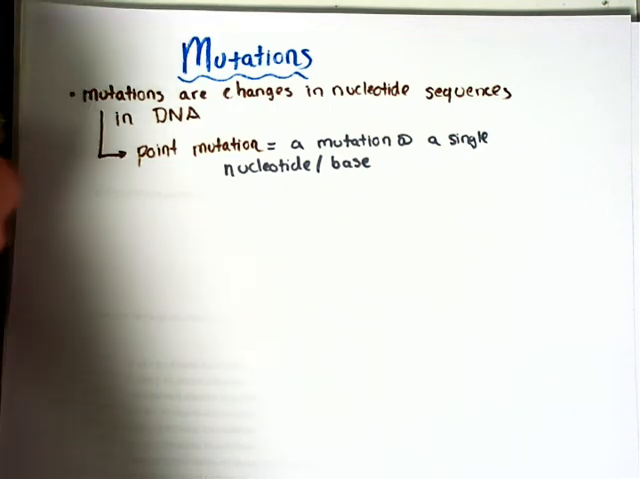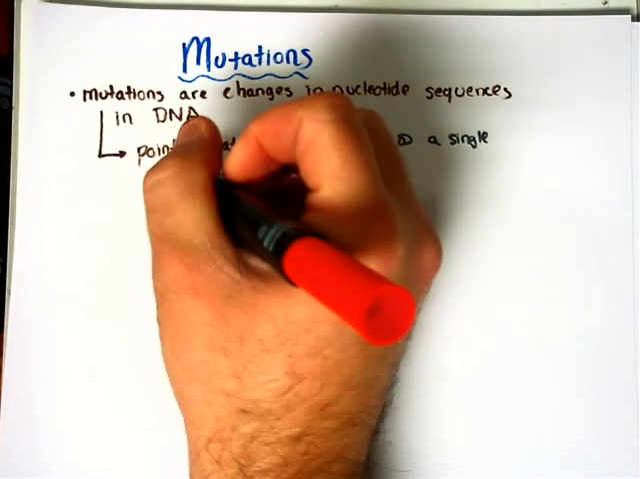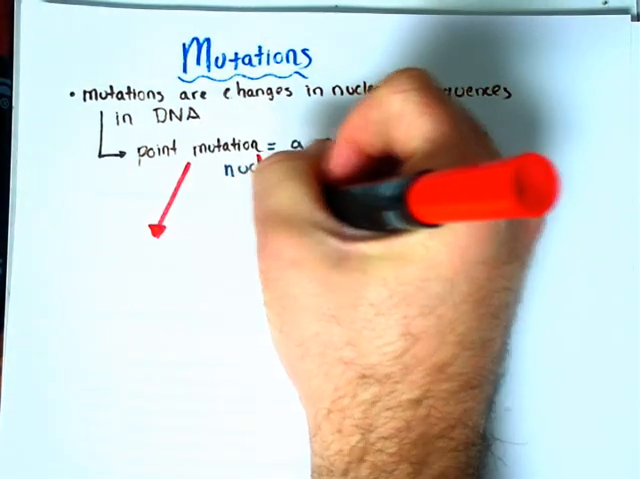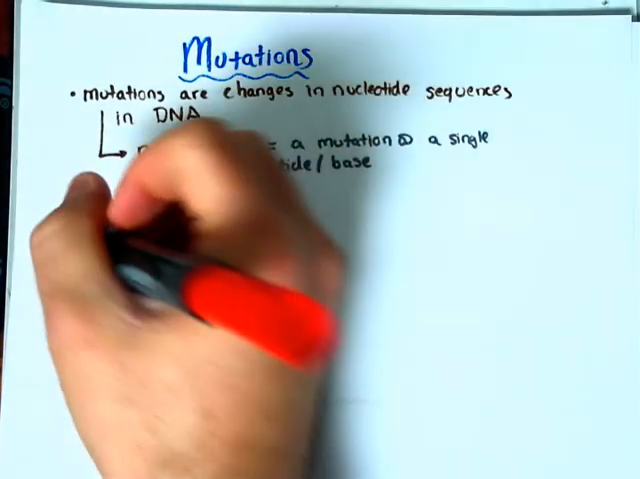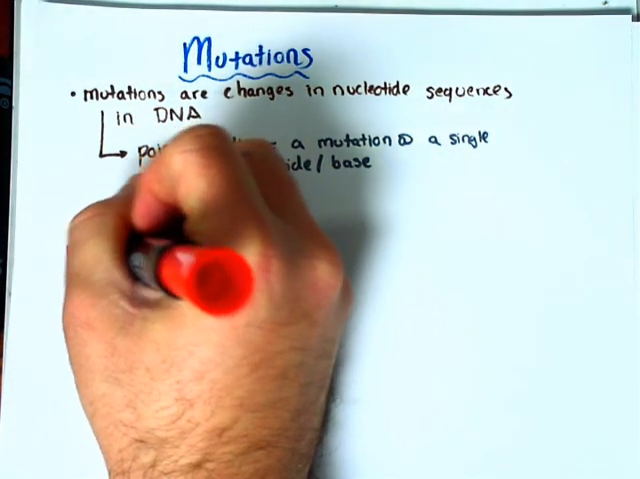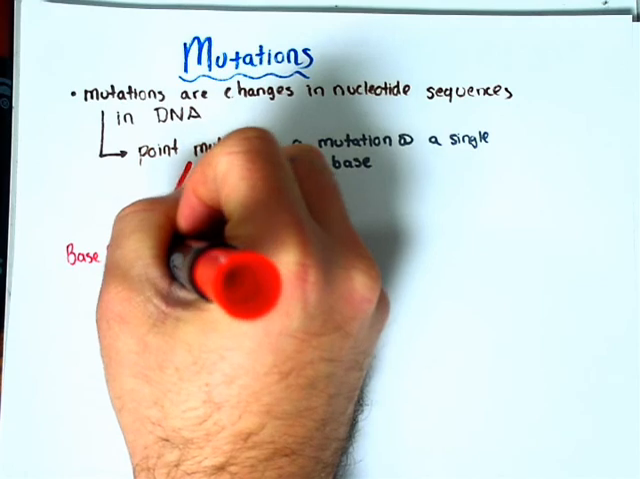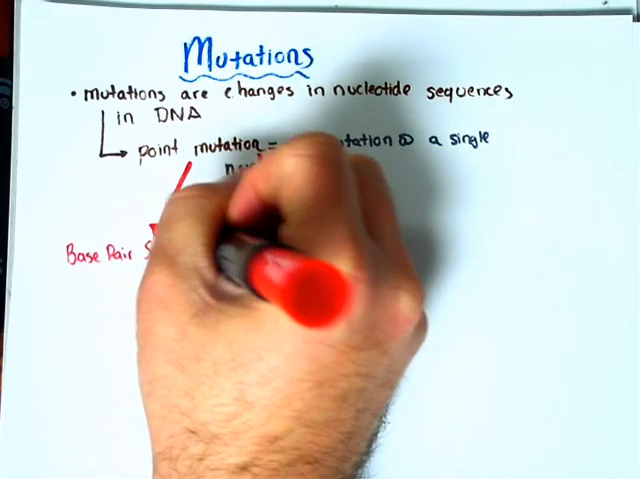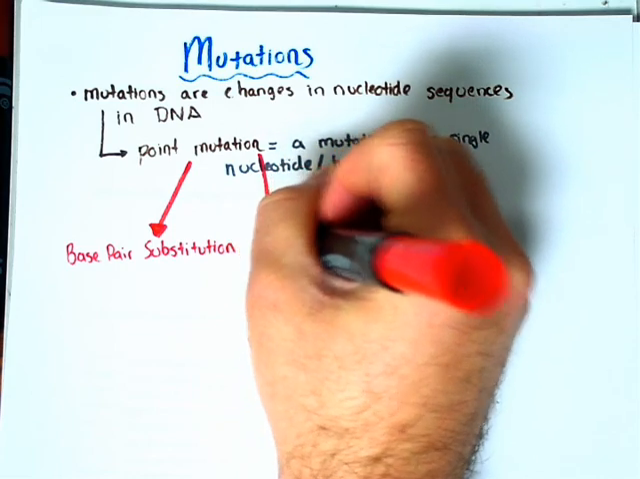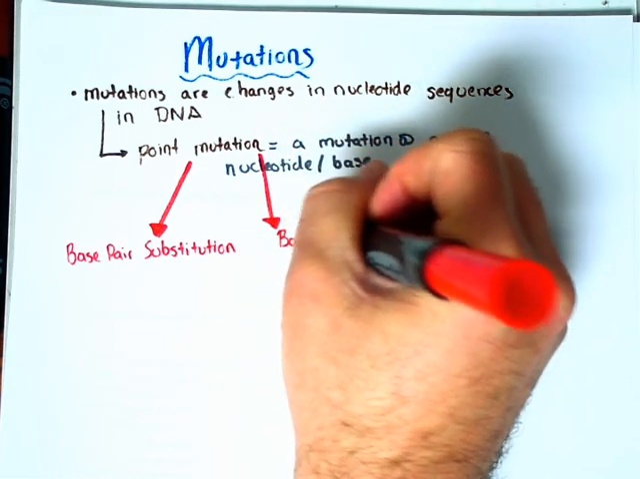Good. And I want to talk about two broad categories of point mutations. So we could divide this up into two categories. We've got our base pair substitutions, or we could have the base pair insertions or deletions.